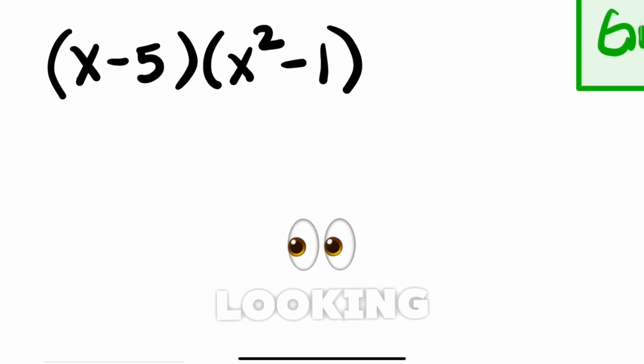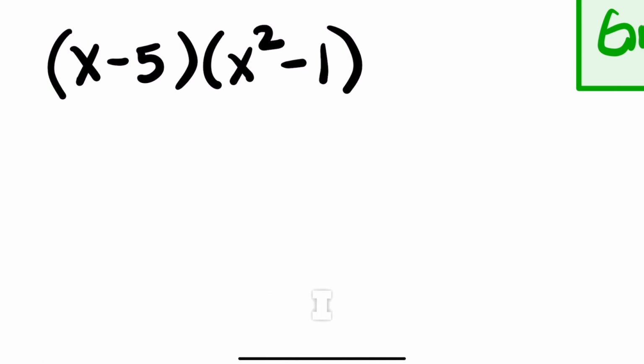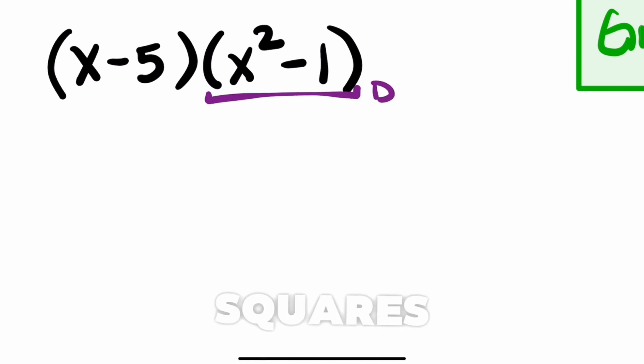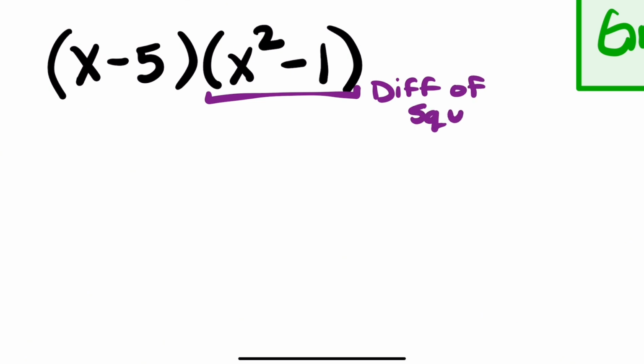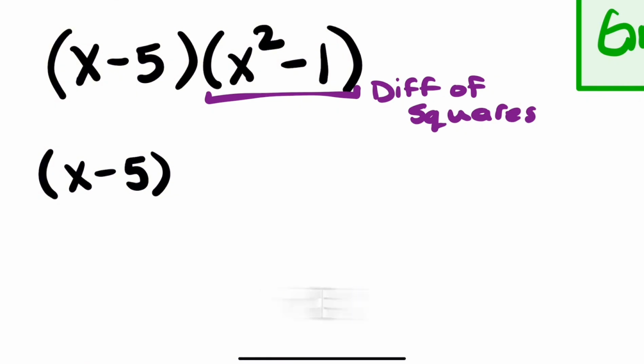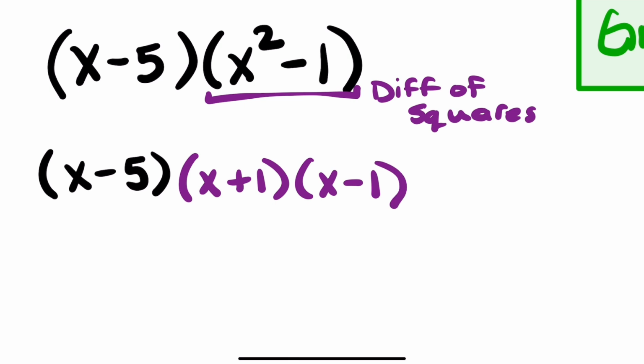So as I'm looking at this, I see here that this is a difference of squares. And so I can't really do anything with x minus 5, so I'm just going to go ahead and bring that down. And then x squared minus 1 would factor as x plus 1 times x minus 1, following the difference of squares pattern, which is a plus b, a minus b. Okay?